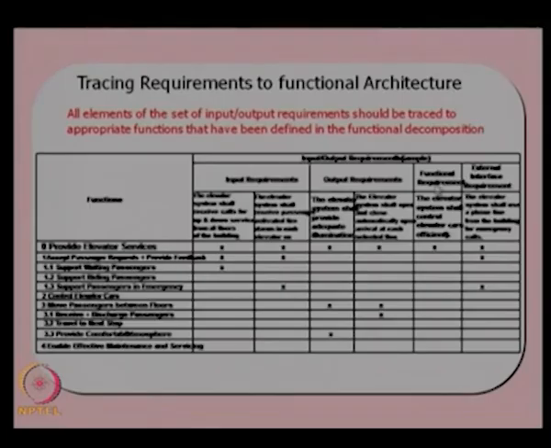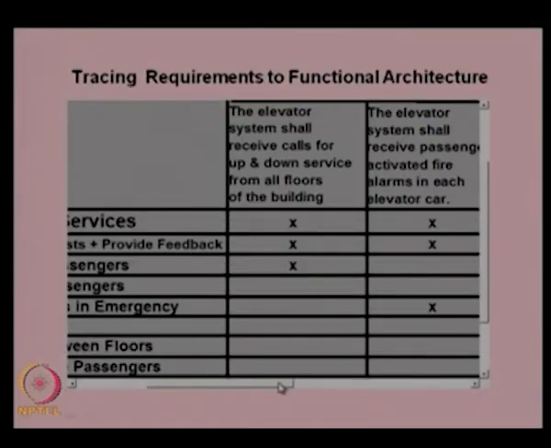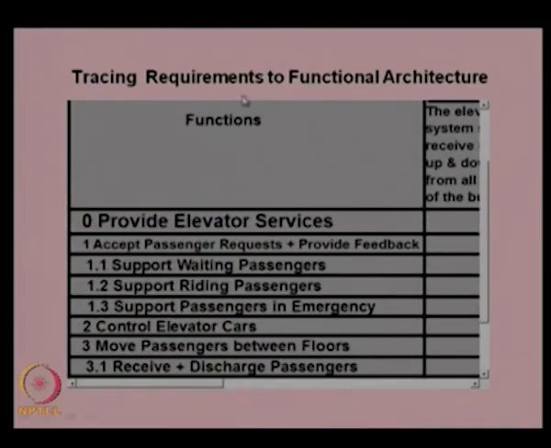For this we will use a chart which shows the functions here and the requirements. I will show you a more detailed diagram. You can see here, this is how we trace the requirements. We write down the requirements here. Suppose you take provide elevator services as one requirement. Accept passenger request and provide feedback will be one function of this. Then support waiting passengers, support riding passengers, and support passengers in emergency, and control, these are the sub functions. Basically these are the requirements from the customer, so we need to find out which functions satisfy these requirements.